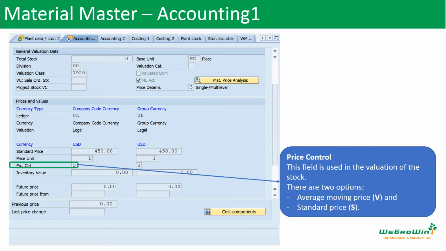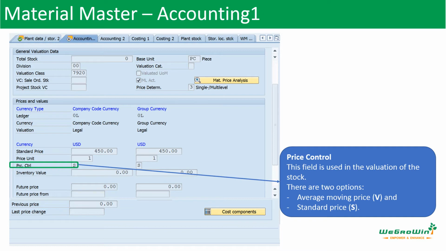And then we have this price control. What is this price control? The price control field is used for the valuation of the stock. There are two options for this price control. One is called the moving average price, another is called the standard price.